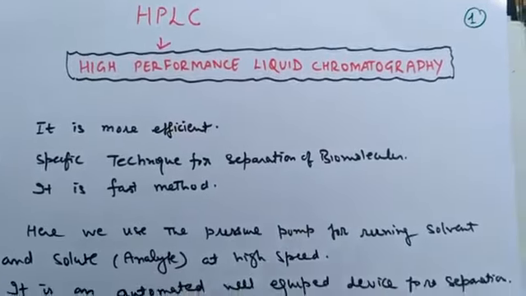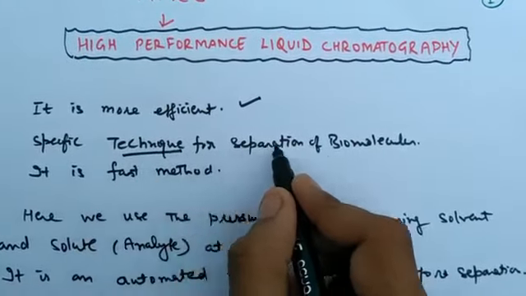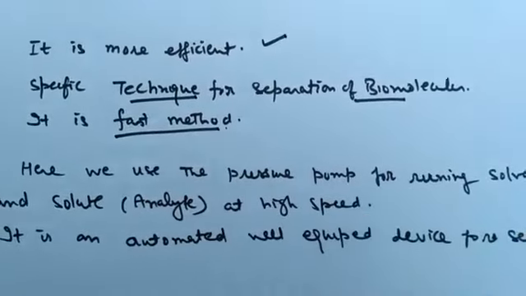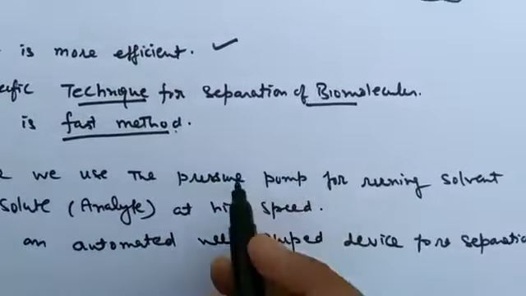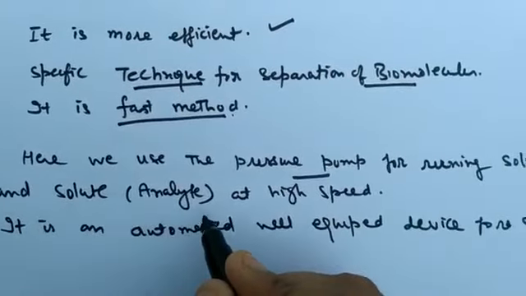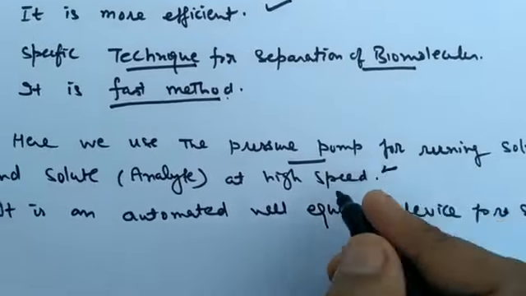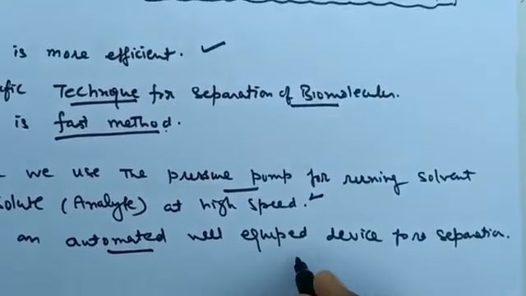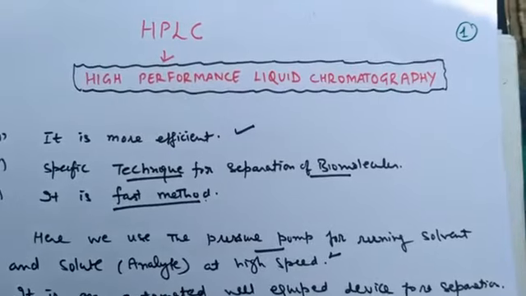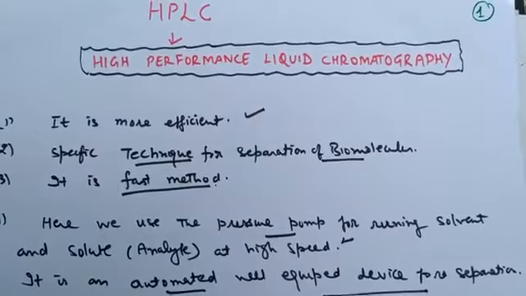Next, HPLC is a very efficient technique, a specific method for separation of biomolecules. It is a faster method than other techniques. Here we use a pressure pump for running the solvent and the solute, that is the analyte to be separated, and it is done at very high speed. It is an automated, well equipped device for separation, so it is the most recommended method for separation in day-to-day life.